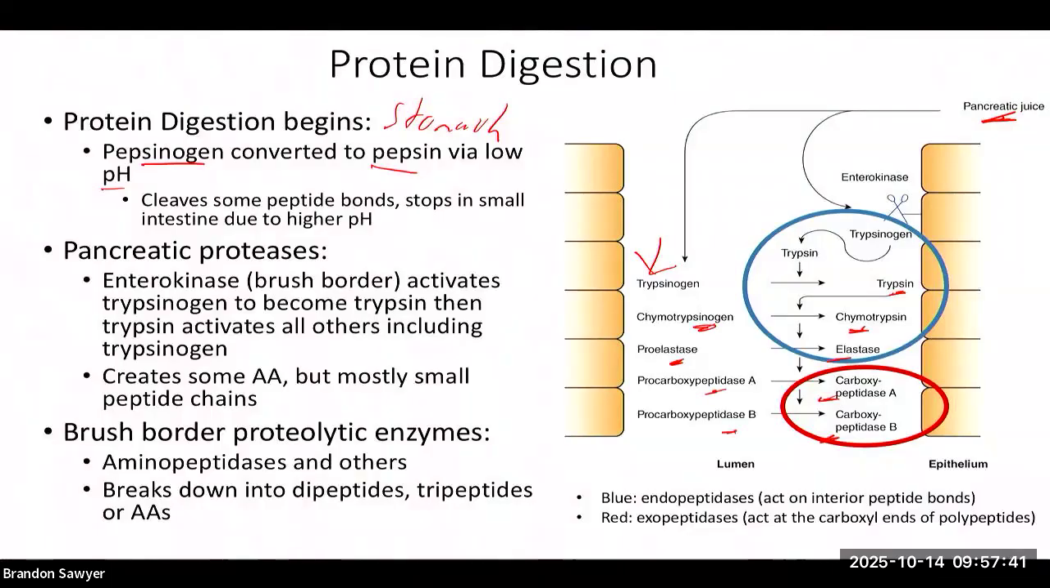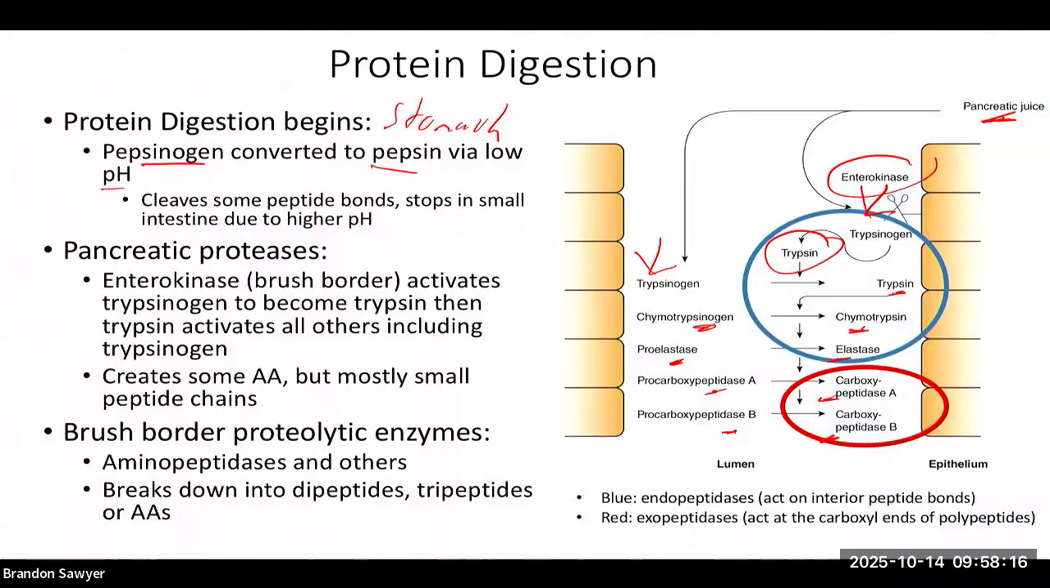So the activation of trypsinogen into its active form, trypsin, is really the key that kicks off this whole cascade. And then now all the enzymes are active and working. That started with the brush border enzyme enterokinase, which activated trypsinogen, turning it into trypsin, and then that activates all the other ones.